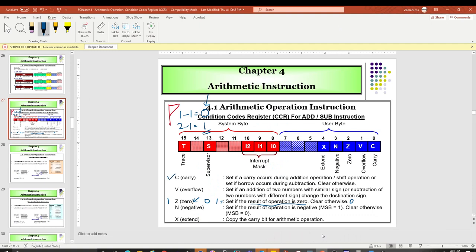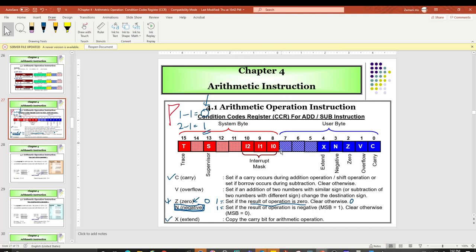This is quite simple, and this is also quite simple. Okay, the next one is negative. Negative, okay, this is new. You need to understand the definitions of it. Set one, the result of the operation, set if the result of the operation is negative, where you are saying the value is negative when you see the MSB is equivalent to 1, or clear otherwise, when you see the MSB is equivalent to 0.